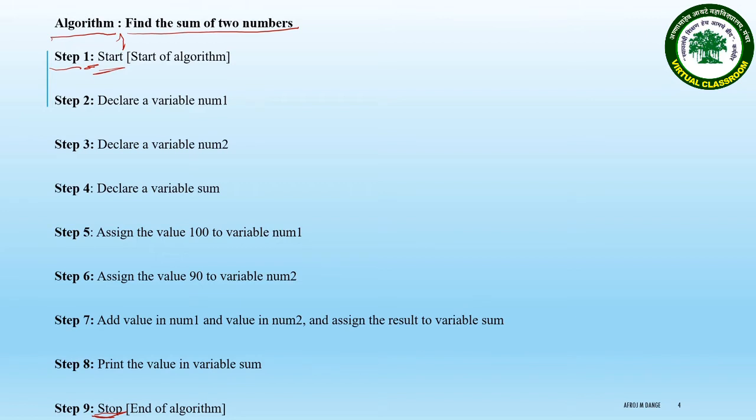Here we get the sum of two numbers. The first step is the start of the algorithm. Step 2, declare a variable number 1. Suppose we take x is equal to 100. Then step number 3 is to declare a variable number 2, that is, y is equal to 90. Declare a variable sum, so we have to declare the formula for that. What is the operation? I am taking z is equal to x plus y.